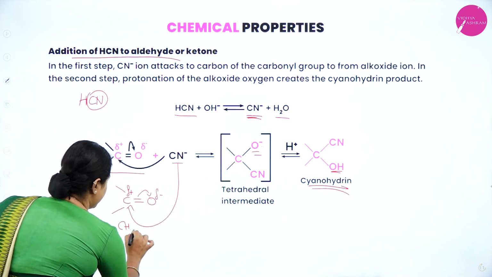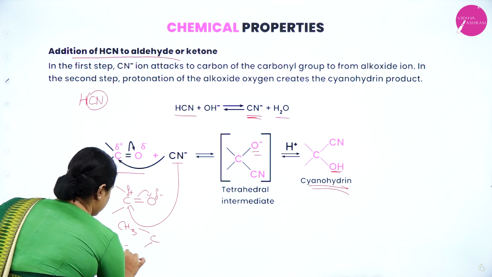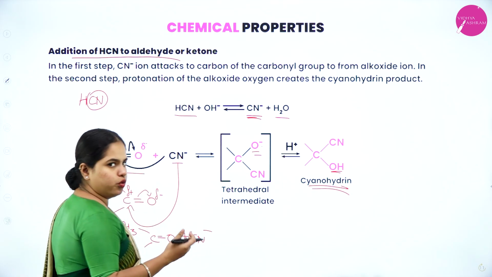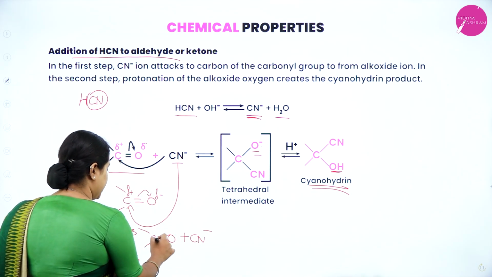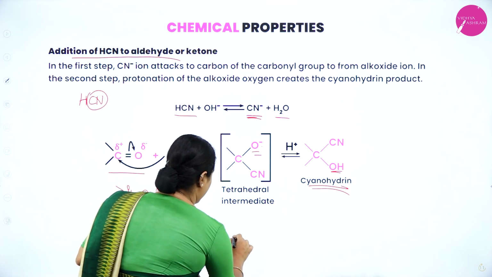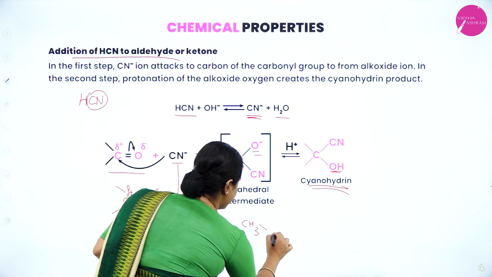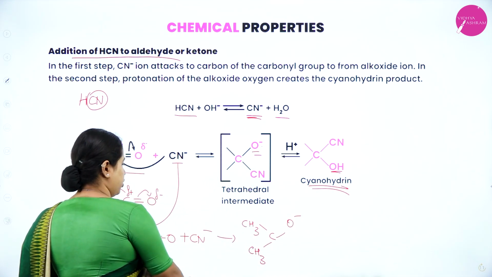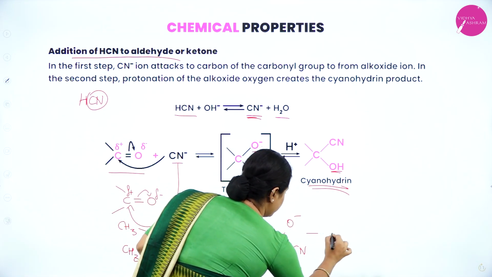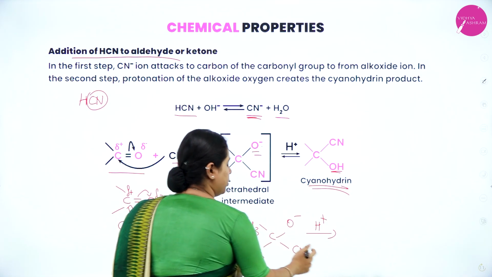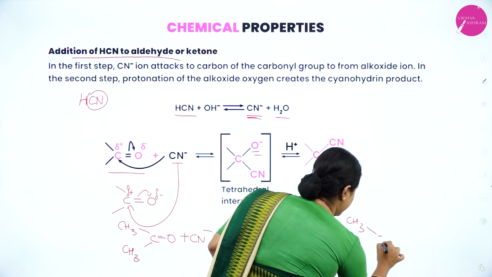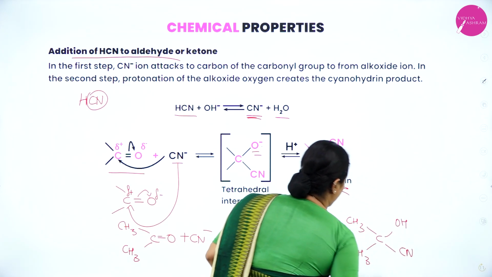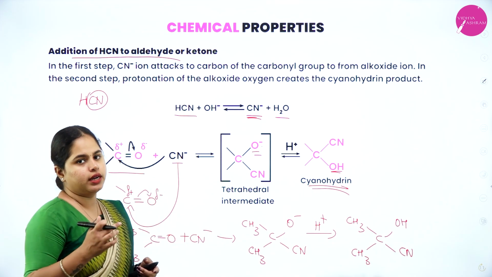So let's take an example of a ketone, which is acetone, CH3COCH3, to which we are adding HCN. The nucleophile is CN minus. So what is going to happen here? CN is going to attach to the carbon, and the intermediate you are going to get is CH3, C, CH3, with O minus and the CN attached to the carbon. Now this undergoes protonation. H plus will be added to the O minus. You will get CH3, C, CH3, OH and CN. So this is called cyanohydrin.